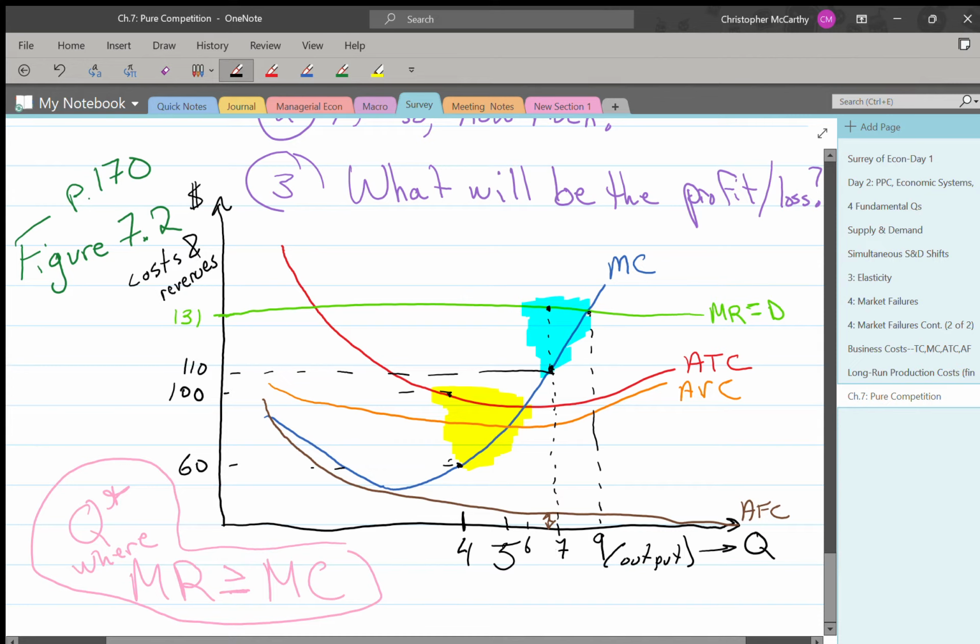And so am I going to go ahead and produce this 7th unit? You bet your butt I am, right? Now what about that 8th unit? Well, that 8th unit, there's a similar thing happening, right? Our marginal cost is increased. Our marginal cost at unit 8 is now 125.